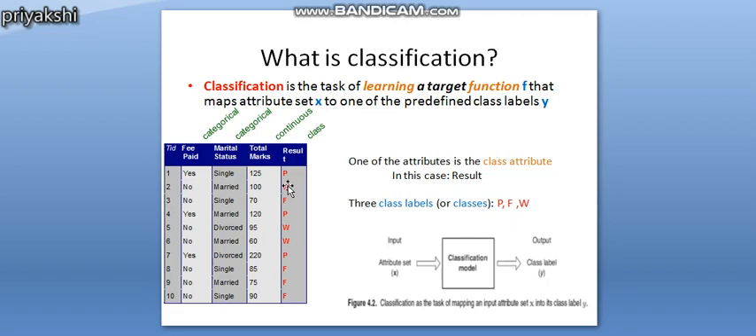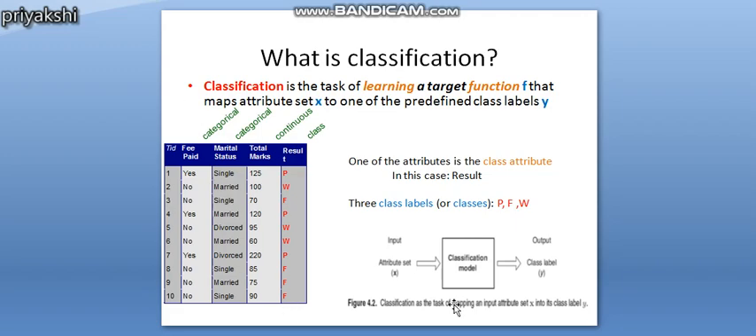The attribute set includes the properties of the student such as fee paid, marital status, and total marks obtained by the student. The class label, on the other hand, must always be a discrete attribute. That is a very key characteristic that distinguishes classification from regression. So this is what we are doing in classification.